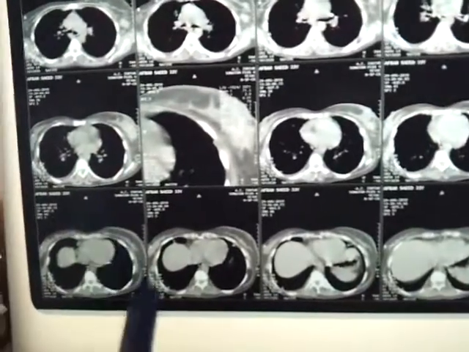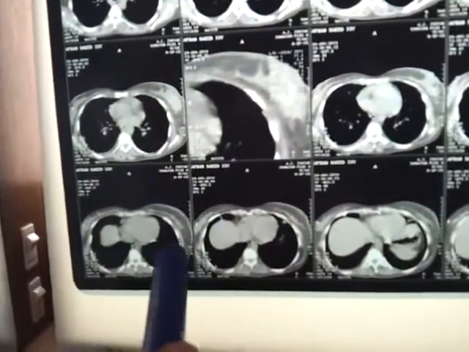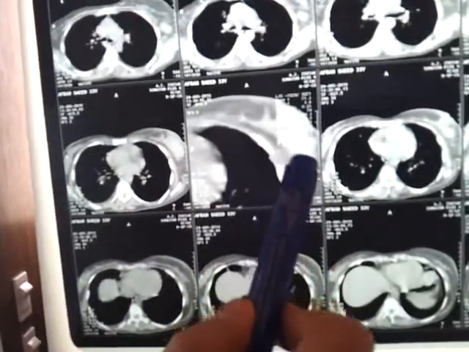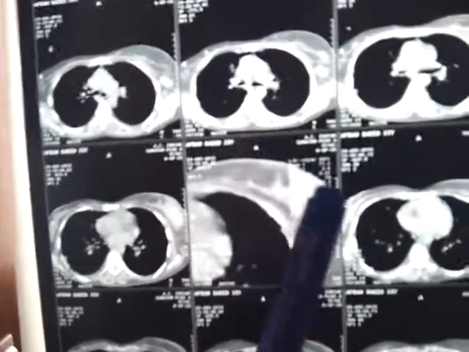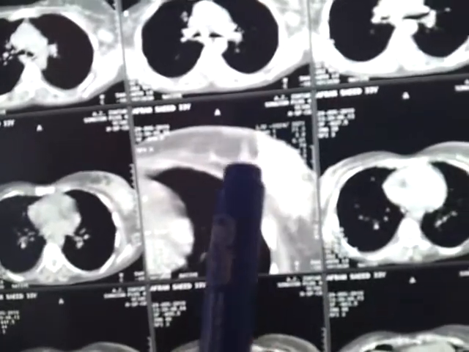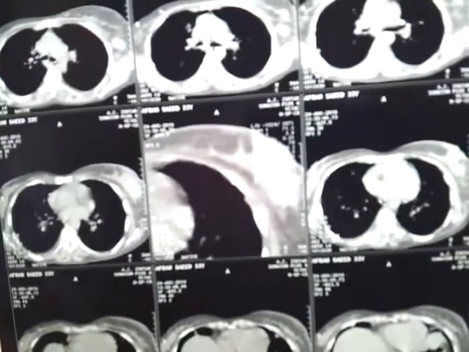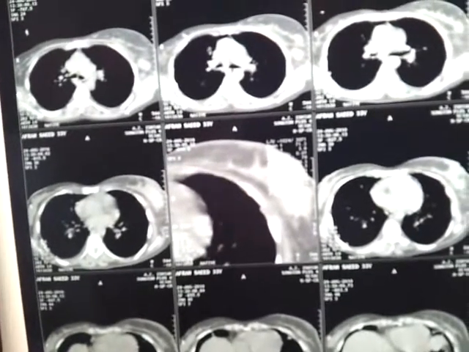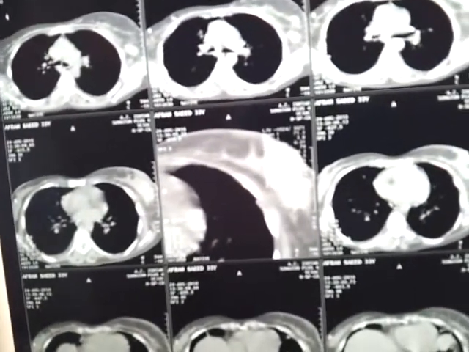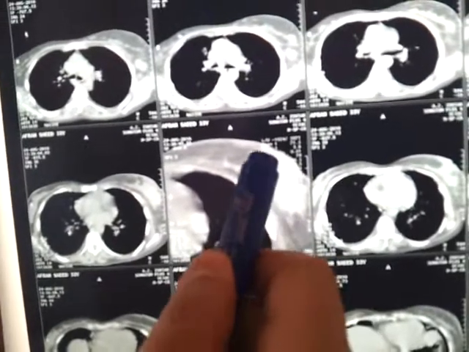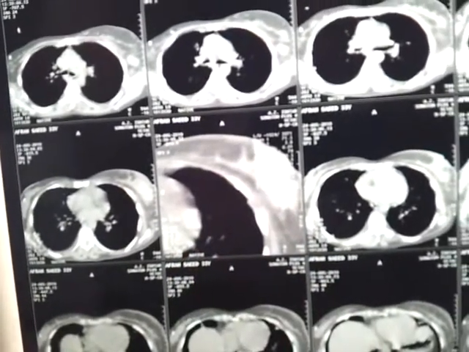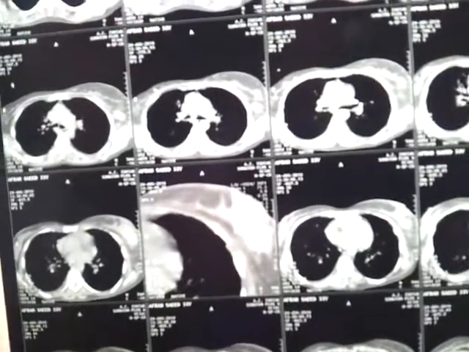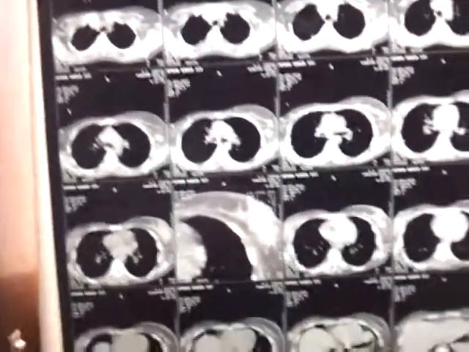Surprisingly, this patient got a mass in what? In the left breast. This is the mass in the CT scan. Actually, clinically, we found a mass in the left breast, a solid, painless mass, 5 by 7 diameter, occurring in the left upper lateral part of the breast.